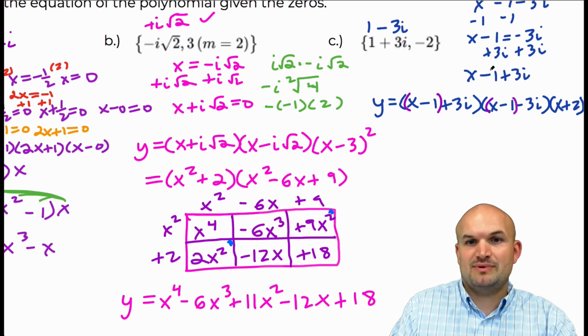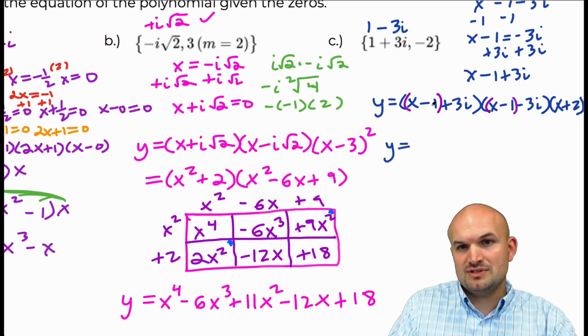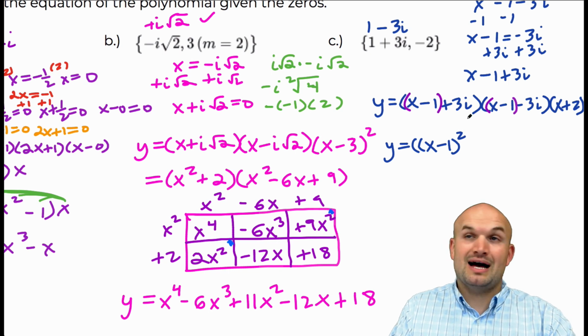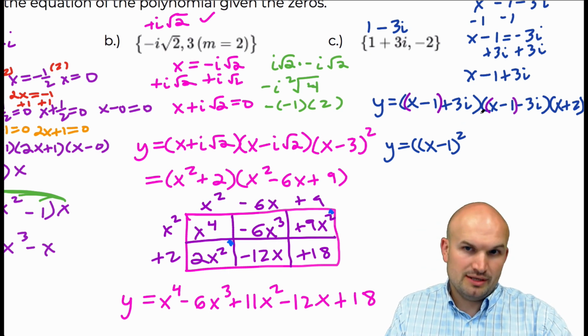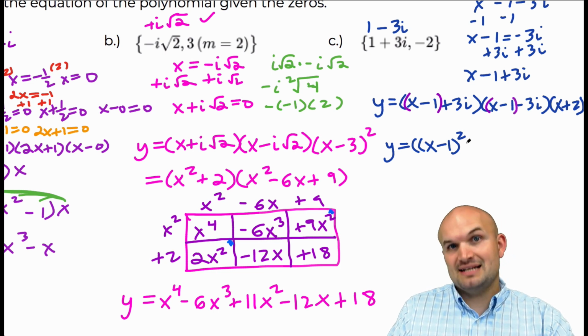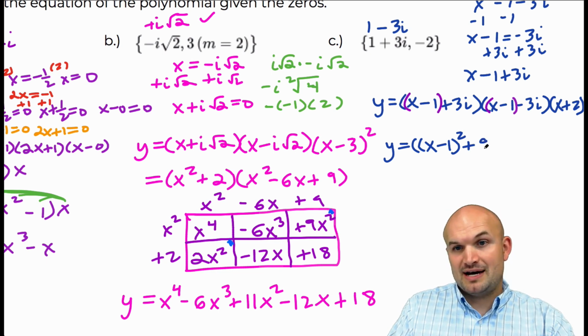And what's nice about this, when I do it, I get y equals, well, x minus 1 times x minus 1 is going to be x minus 1 squared. And then 3i times negative 3i, well, i times i is i squared, which is negative 1. 3 times negative 3 is a negative 9. So therefore, you have a negative 9 times a negative 1, so that's a positive 9. But don't forget, this is all still multiplied by x plus 2.